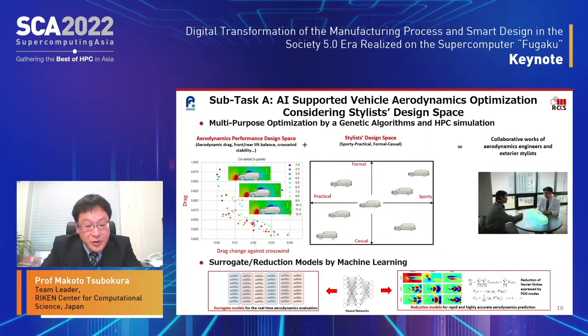Of course, these multi-purpose optimizations drastically increase the design parameters and objective functions. Thus, HPC resources are indispensable. In these optimizations, as I mentioned earlier, not only the HPC simulation to evaluate aerodynamic performance, but also surrogate models or reduction models developed by machine learning techniques are utilized to reduce optimization costs as much as possible.